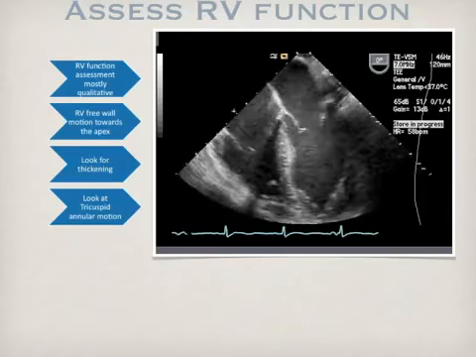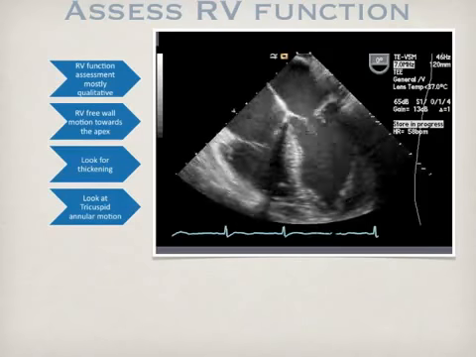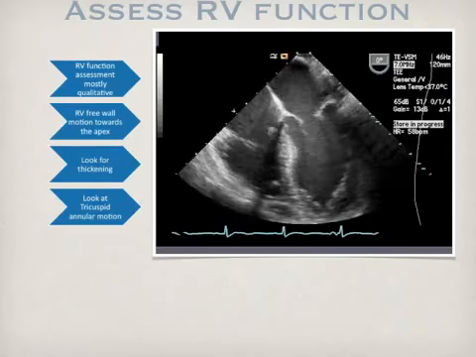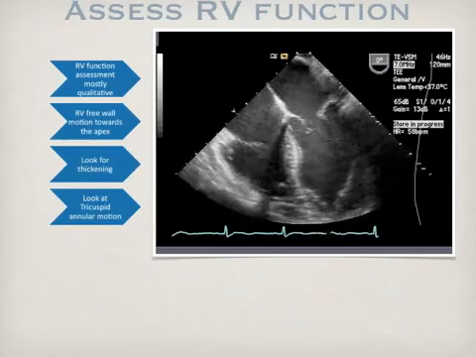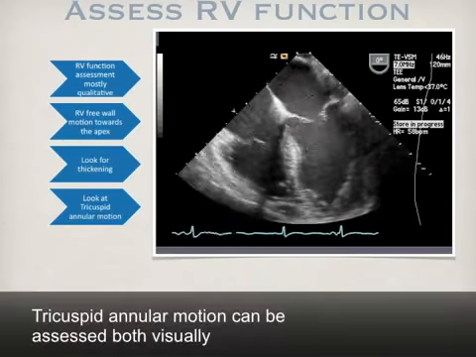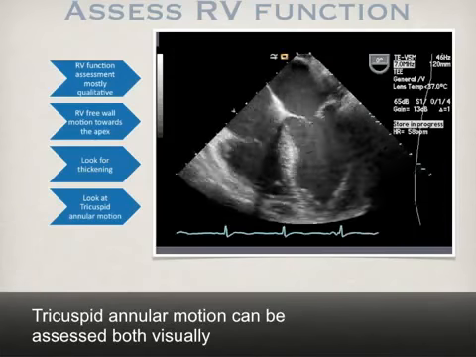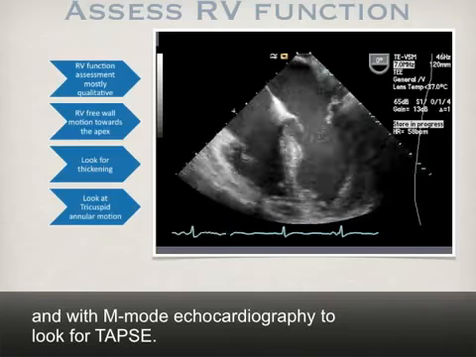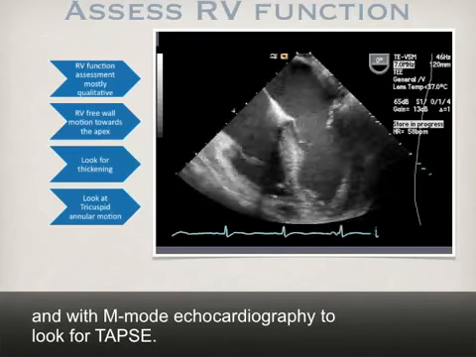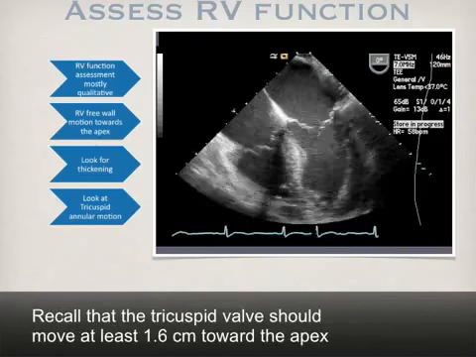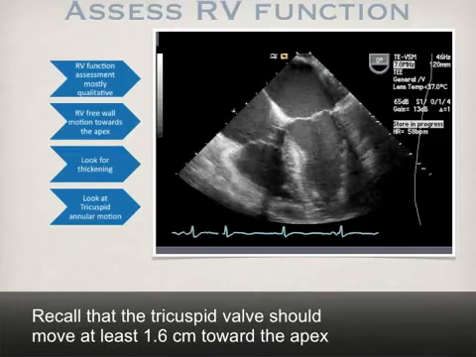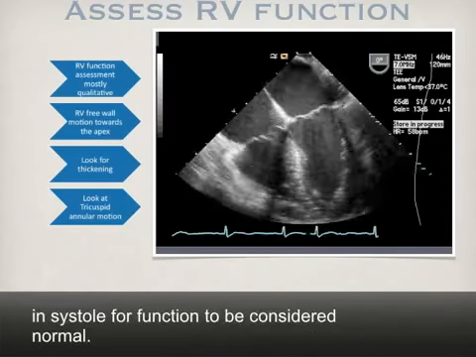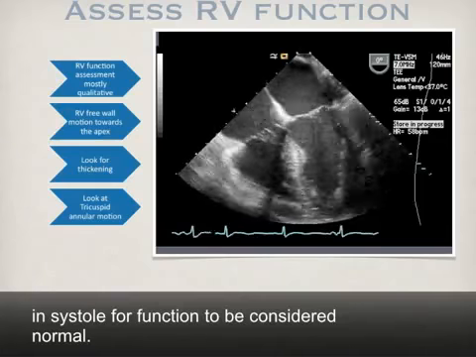RV functional assessment is largely qualitative, based on observations of wall thickening and motion. In systole, the RV moves towards the apex. Tricuspid annular motion can be assessed both visually and with M-mode echocardiography to look for TAPSE. Recall that the tricuspid valve should move at least 1.6 centimeters toward the apex in systole for function to be considered normal.